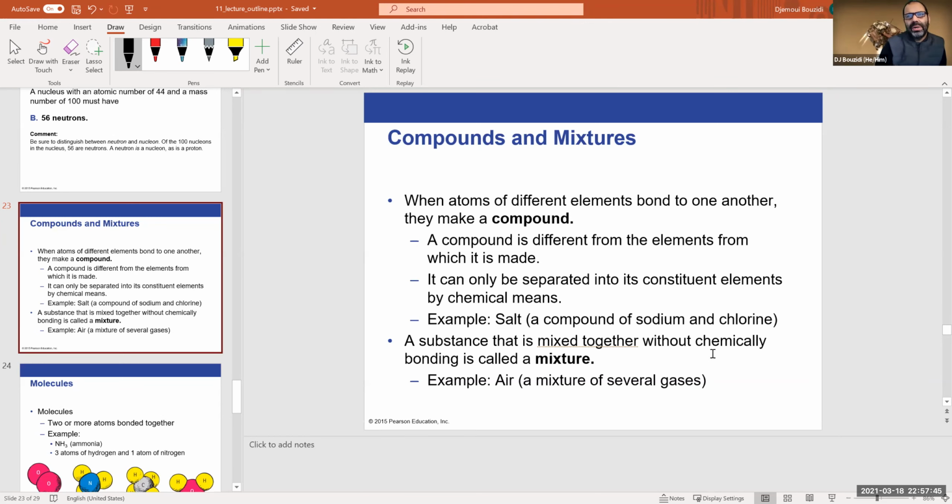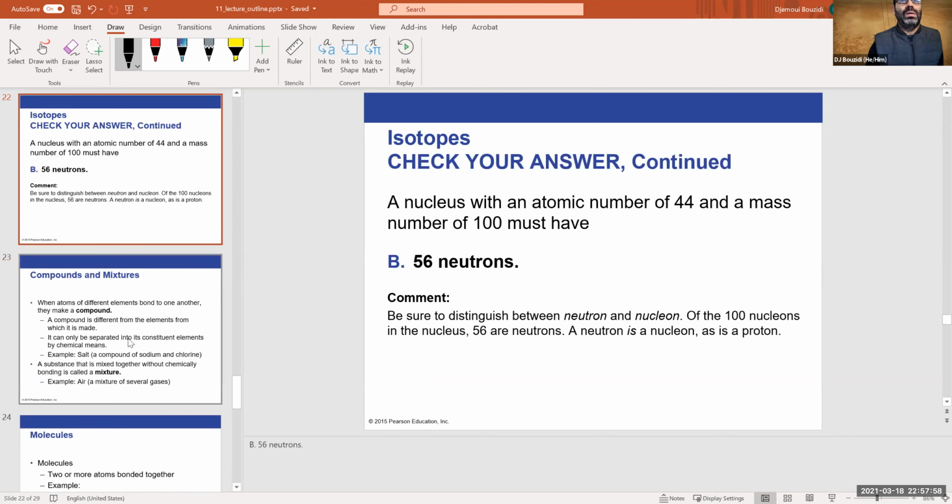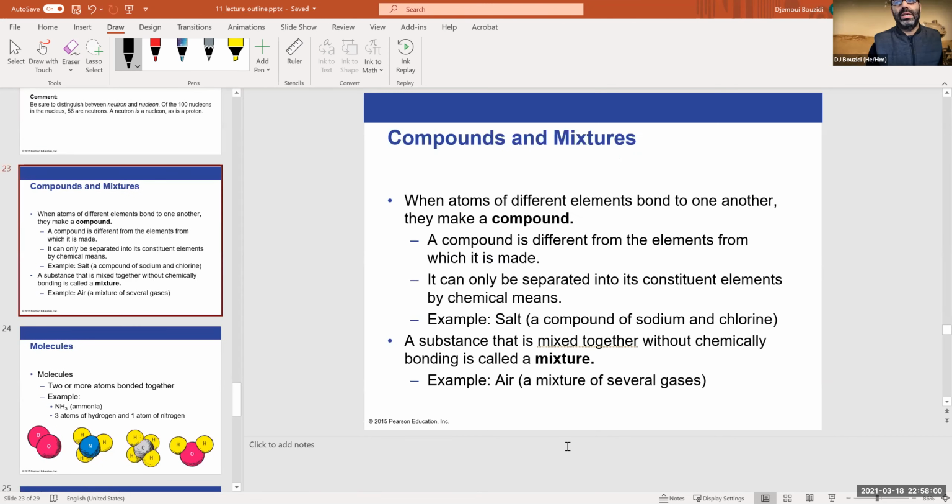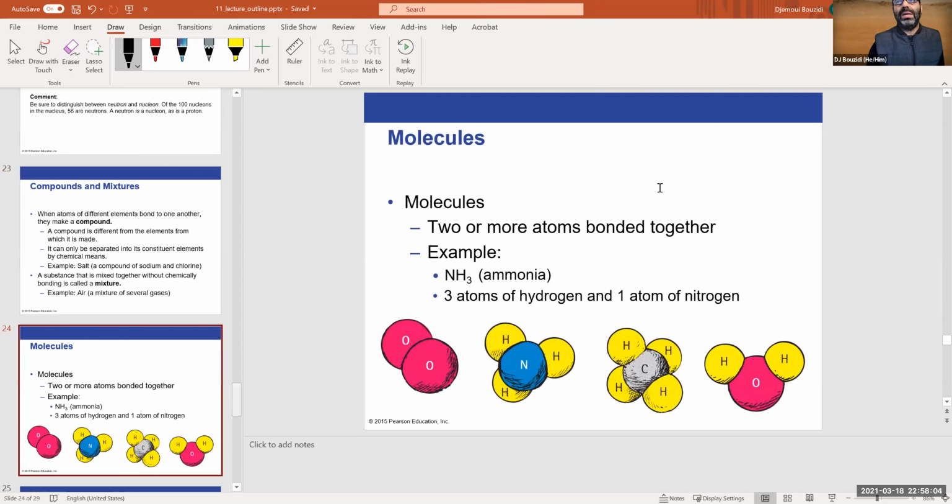A substance that is mixed together without chemically bonding is called a mixture. You just put stuff together, okay? So salt, for example, inside water is actually a mixture. Also it's a solution in that case, but it's still a mixture, okay? Not a chemical bond. So molecules: two or more atoms bond together.